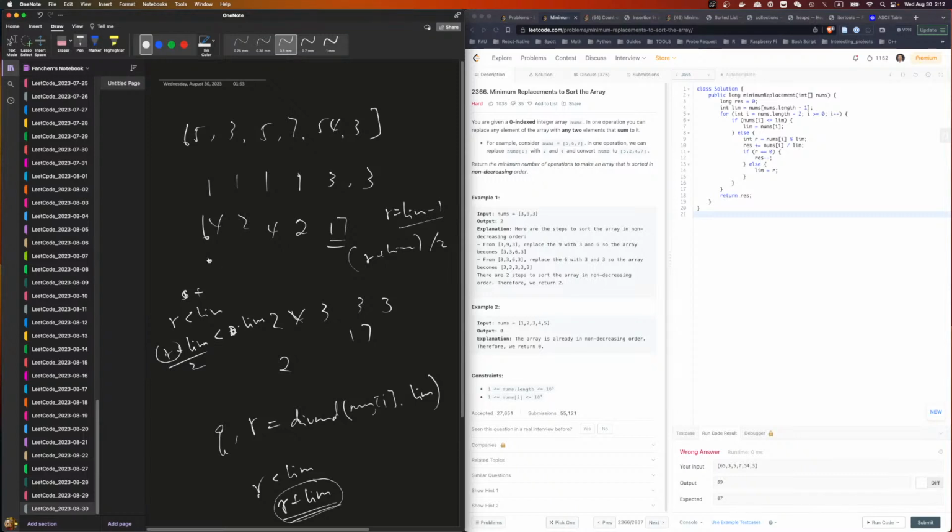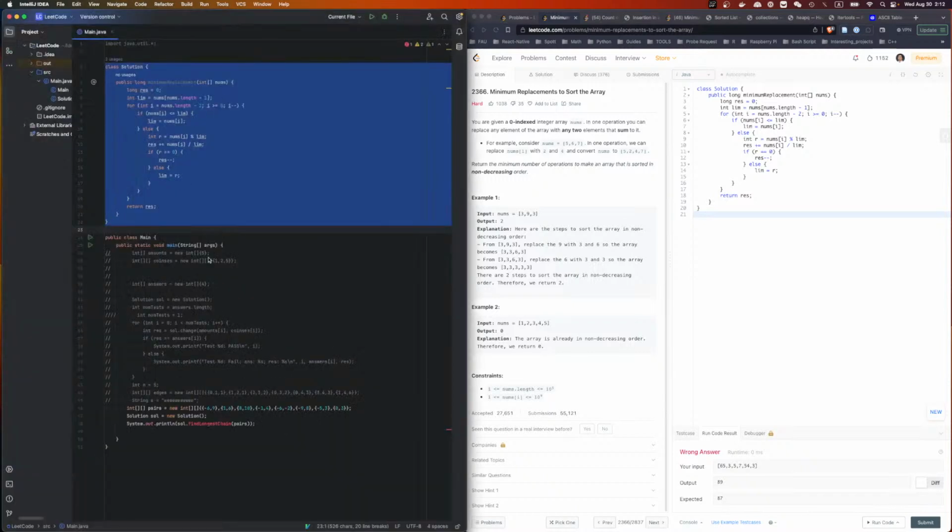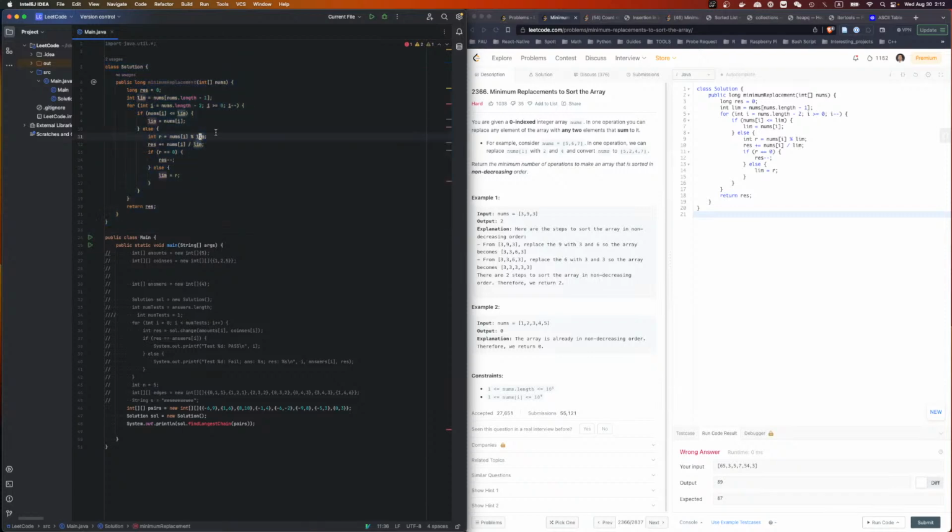So with that in mind, we're going to make a little bit of change. R is this, right? What if R is equal to 0?